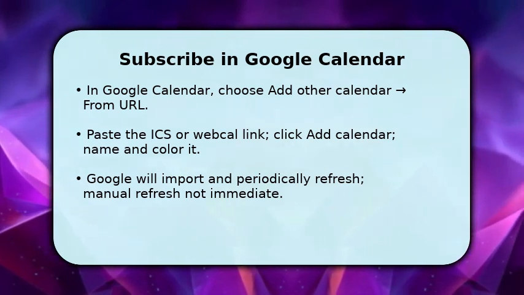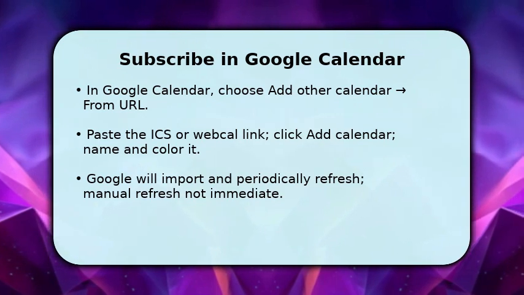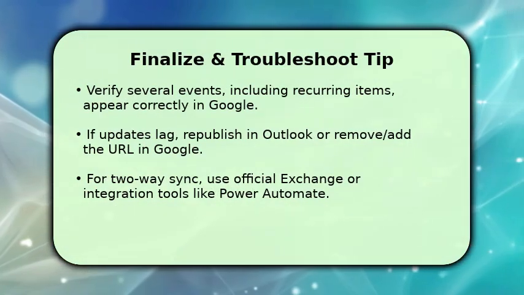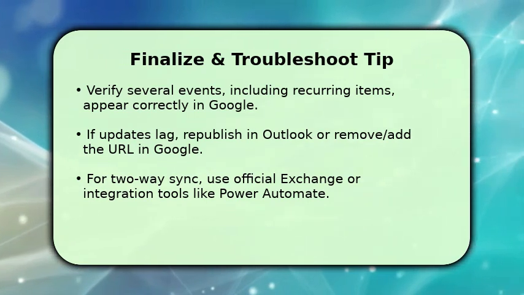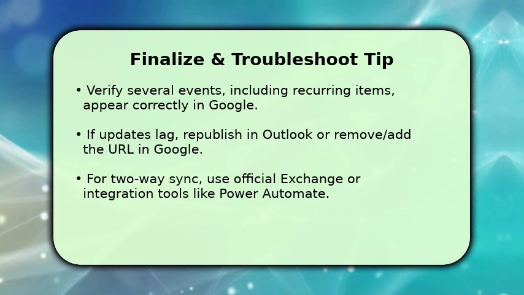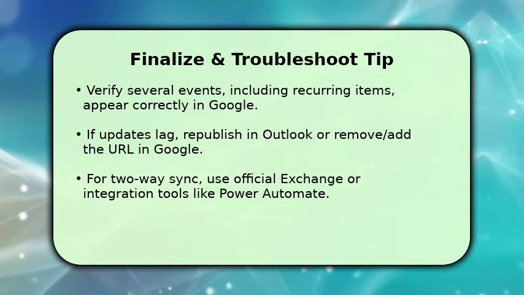But for read access, finish by checking several event types: single, recurring, and all-day entries so you confirm completeness. Once verified, adjust calendar colors/notifications in Google and mark the Outlook calendar as source of truth.